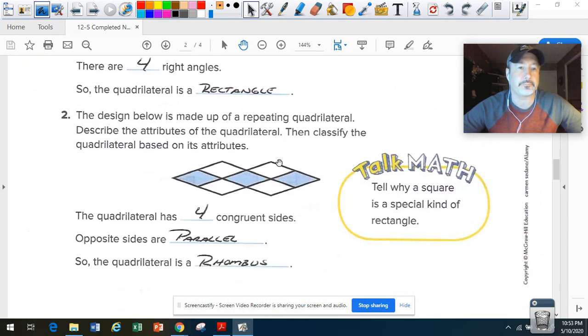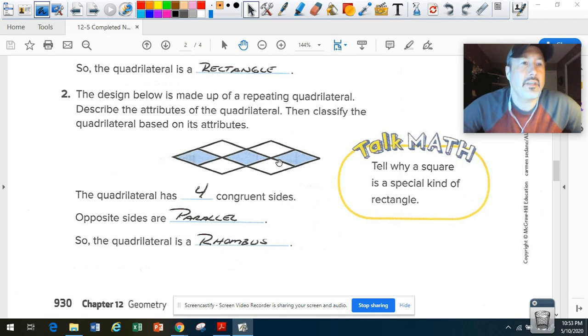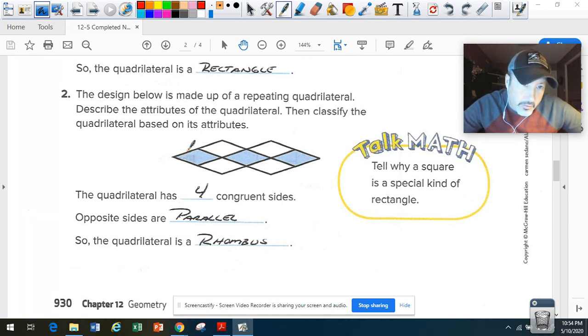Let's see what we have here. It says, the design below is made up of a repeating quadrilateral. Describe the attributes of the quadrilateral, then describe the quadrilateral based on the attributes. Okay, so we take a look here. The quadrilateral has blank congruent sides. Well, if we take a look, let's just take this one here. This side here, and this side here, and this side here, and that side there.